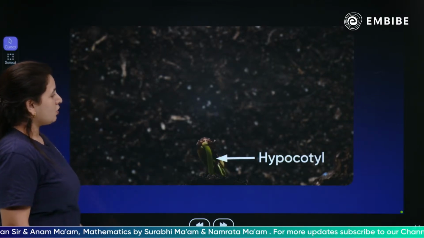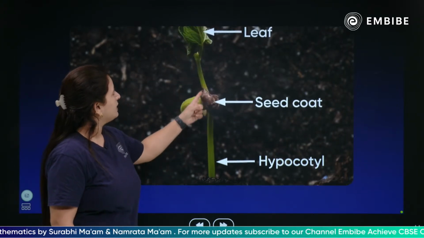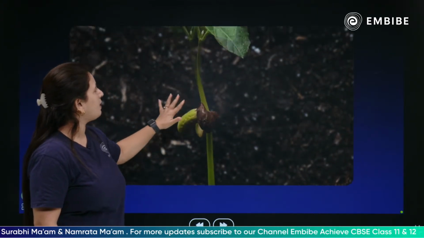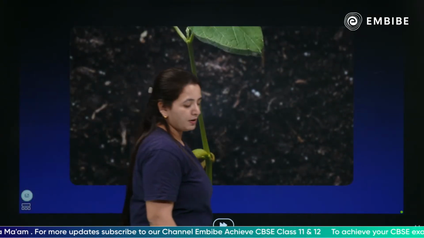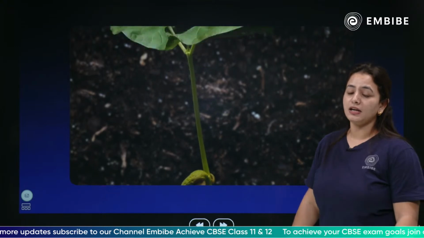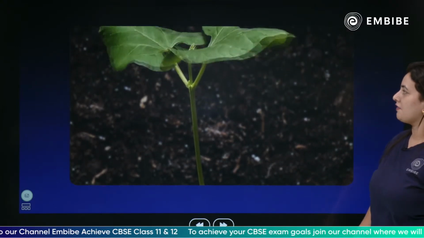Yes, so this is a hypocotyl, this is a seed coat, as you can see, children, this is a leaf. This is a whole development taking place when the particular conditions are favorable. Yes, this is how a plant or a seed germinates when the conditions are favorable.